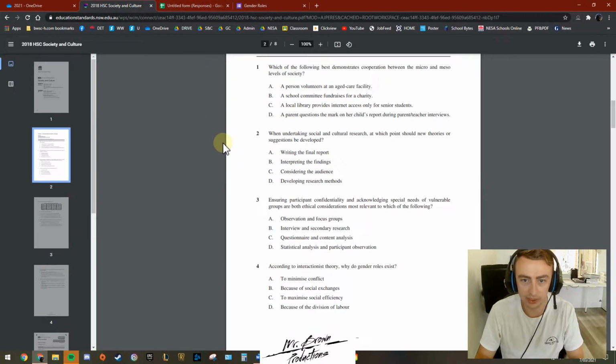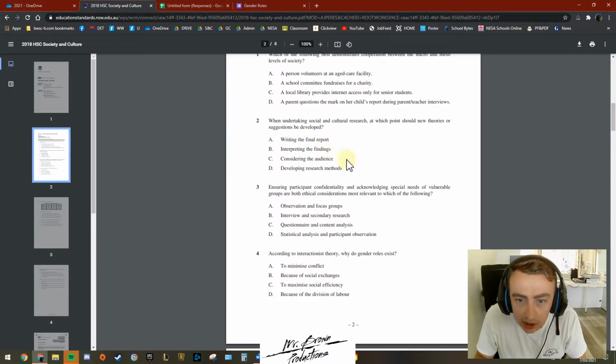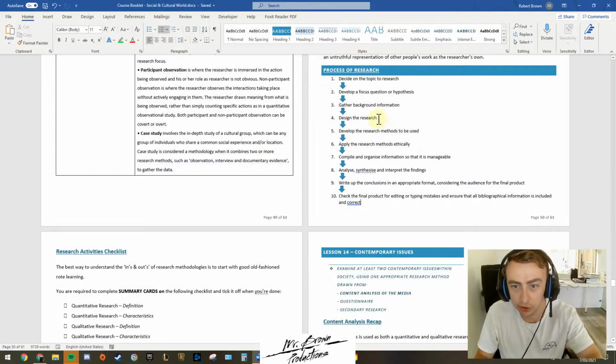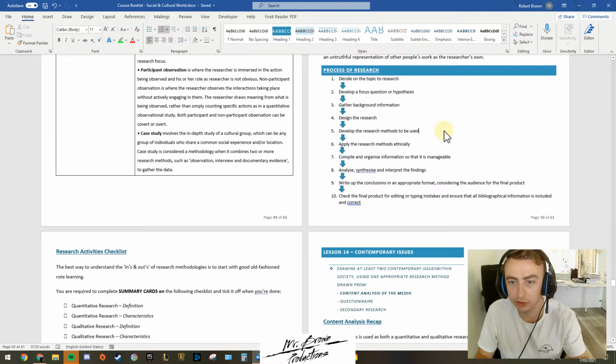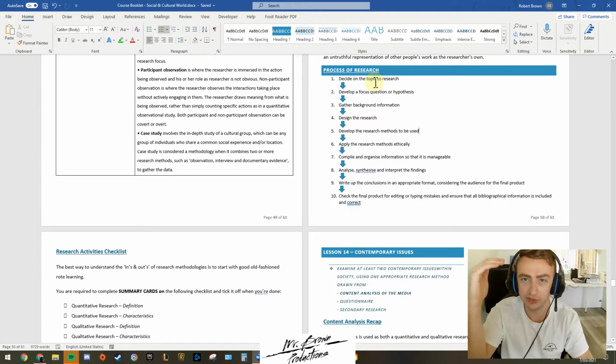Yes, because if we look at a HSC paper, boom, here it is, the second question. When undertaking research, at which point should new theories or suggestions be developed? So they're saying, when does it happen? And if you don't know when it happens in this order, you'll get tripped up. So you do need to understand which order things go in. Now, a lot of it's a common sense flow.